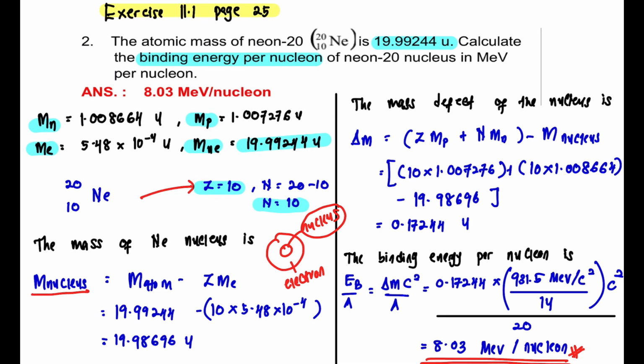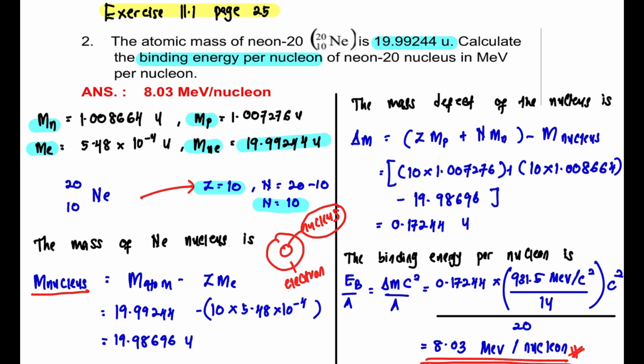19.98696 u. Then, find the mass defect of the nucleus by using the equation delta M equals ZMp plus NMn minus the mass of the nucleus. Hence, we get the mass defect as 0.17244 u. To get the binding energy per nucleon, which is EB per A, we have to find the binding energy delta M c squared divided by the mass number.